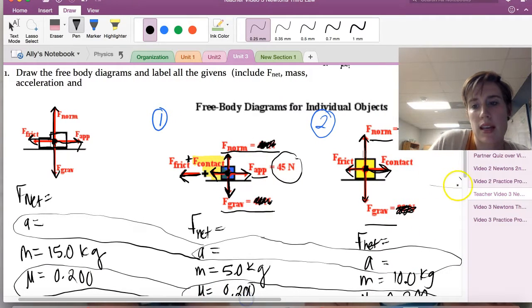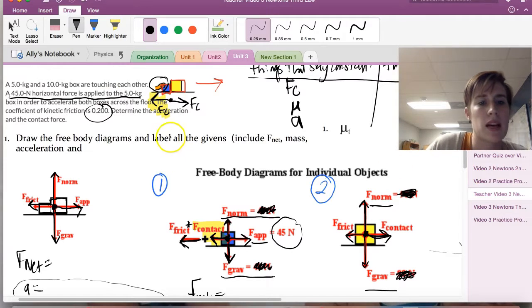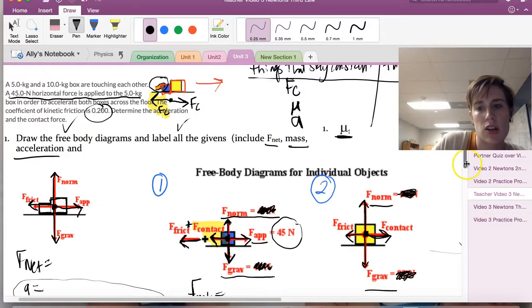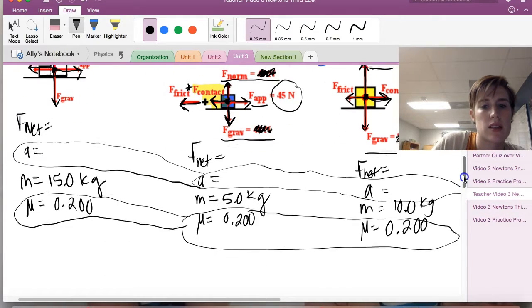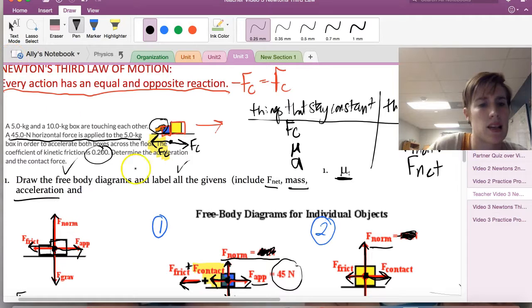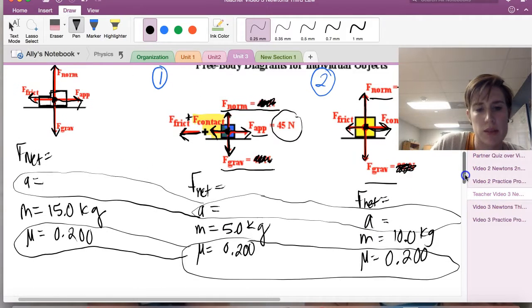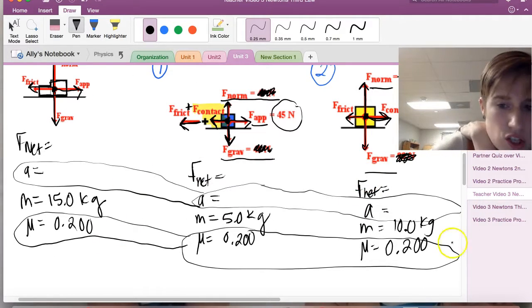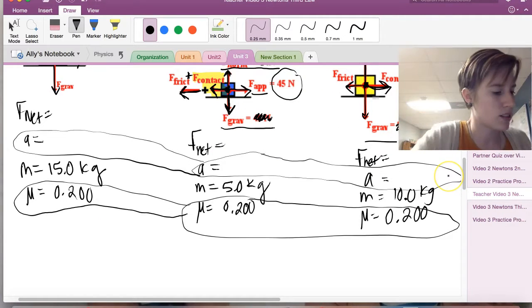And, okay, that's all my information. I've drawn my free body diagrams. I've labeled all the givens. And you always need to include net force, mass, mu, and acceleration underneath your free body diagrams, just like I did here. Okay? Now let's look at what it's asking for. It wants to know the acceleration of the objects and the contact force of the objects. Remember, contact force right here and acceleration are going to be the same for all the diagrams. All right? We're going to find acceleration and we want to find our contact force.